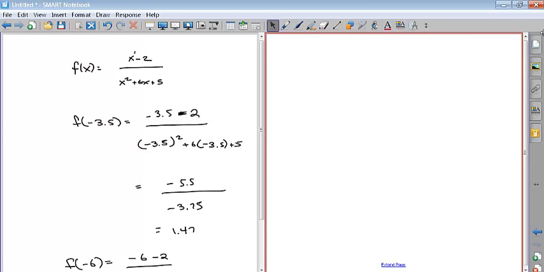And the final one is partial fractions, but I'm going to give you an easy one to do. And the whole idea behind partial fractions is to take an expression that's a rational function and make it into two simpler rational functions. So let's say I have this.